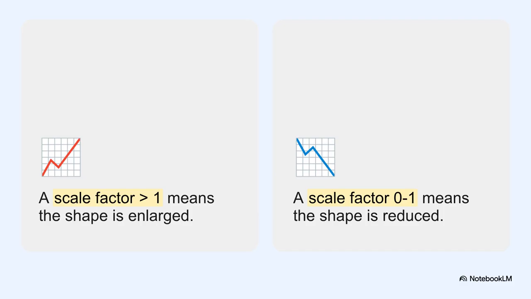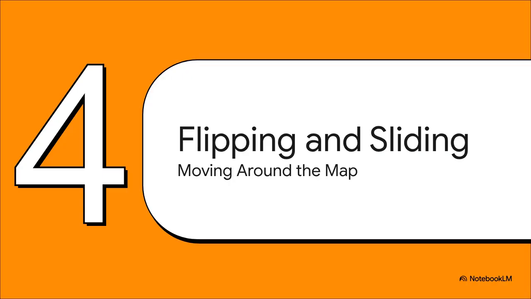But if the number is between 0 and 1, like half, your shape shrinks. That's a reduction. It's really that straightforward. Okay, so we can resize, got it. But what if we just want to move a shape around without changing its size? Well, that brings us to our next couple of moves, flipping and sliding.